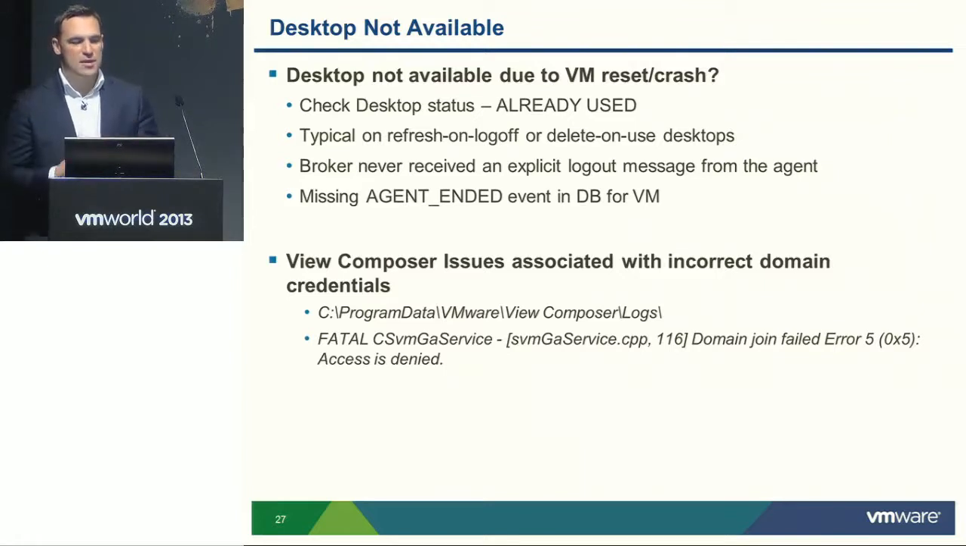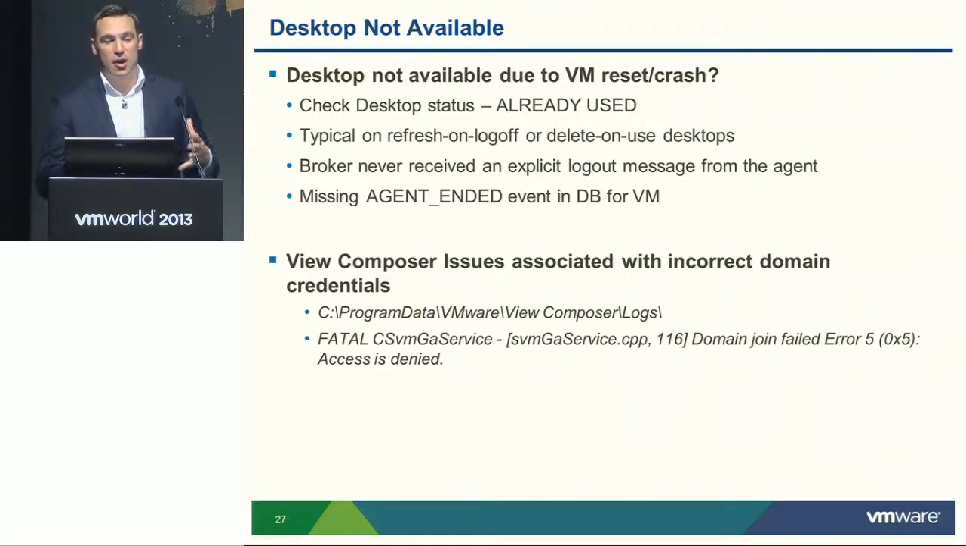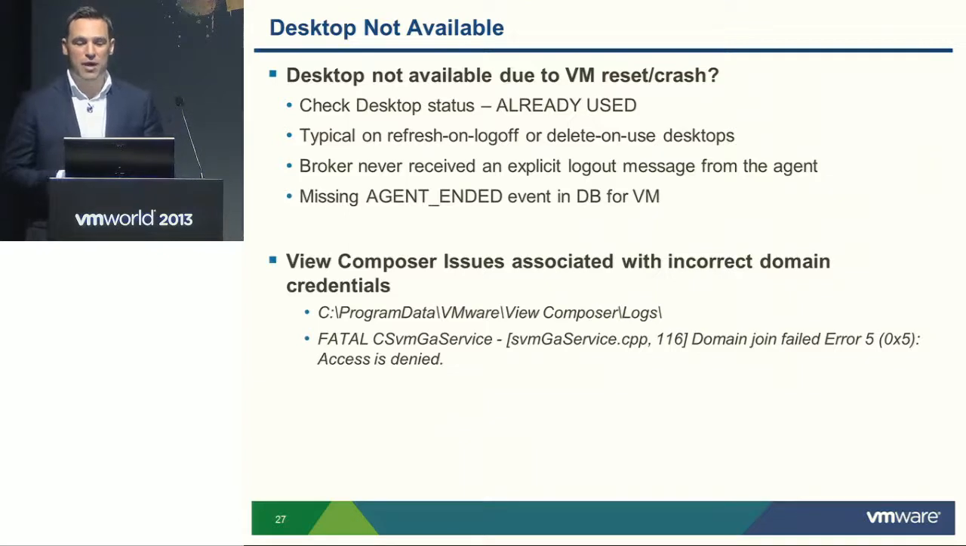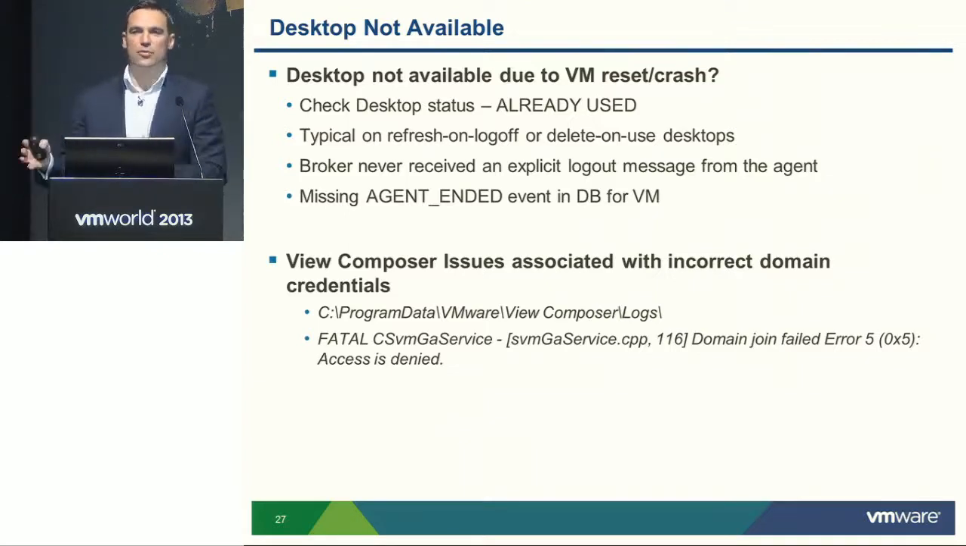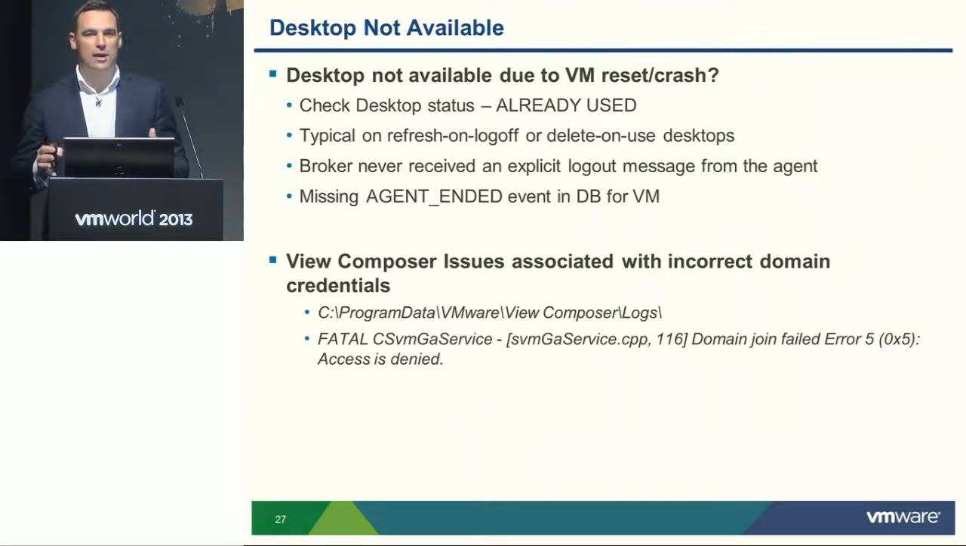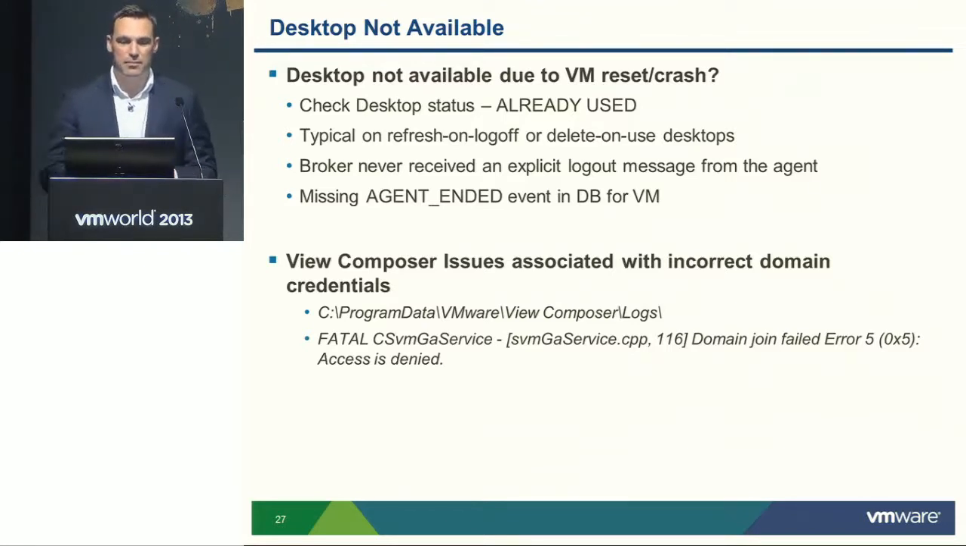But sometimes what happens is that the actual deleting of the desktop doesn't occur, or it does occur but the broker never receives an explicit logout message from the agent. So maybe the VM got deleted, but it was so quick that the connection server wasn't aware of that. So it just sits there saying, I know it's already been used, but it's not been logged out, and it just sits there as already used. And you'll see this in the event database: an agent ended will be missing for that particular VM.